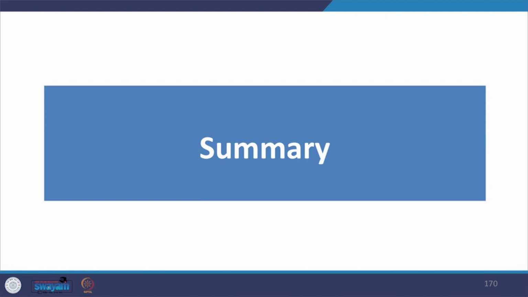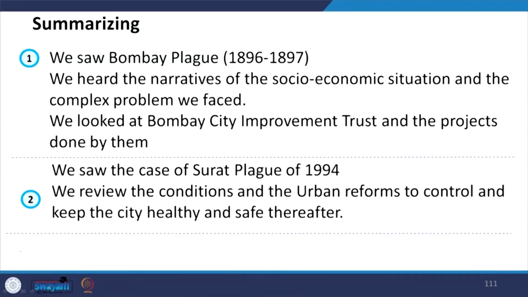Summarizing, we saw today the Bombay plague of 1896-1897, we heard the narratives of the socio-economic situation and the complex problems we faced. We looked at the Bombay City Improvement Trust and the projects done by them. Of the range of problems, we were able to solve a certain level, but then still we were unable to understand the new kind of problems we were creating. But you can see how the two are interconnected. Urban conditions might cause health issues, and urban planning may also help you to resolve health issues.